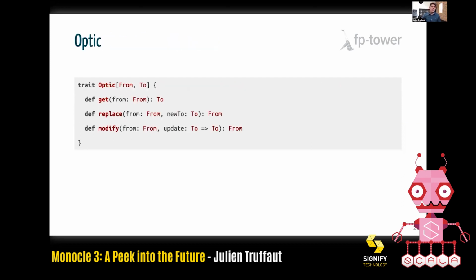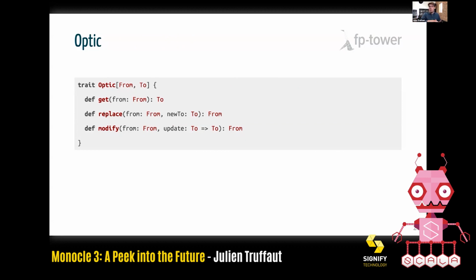So what's an optic? An optic is basically a trait, so an interface, that has two type parameters, from and to. If you think about it, from is kind of a big type like our user, and to is like a tiny thing inside of from. So imagine from is user and to is the expiration date we want to change. And an optic has three methods. Get says that if you give me a user, I will give you back its expiration date. Replace says that if you give me a user and a new expiration date, I give you a new user with this expiration date replaced.